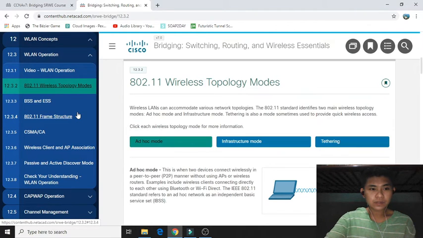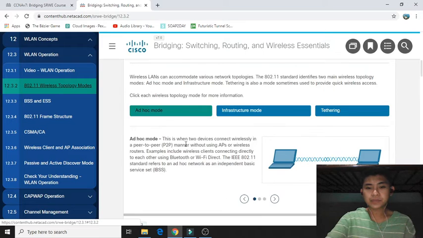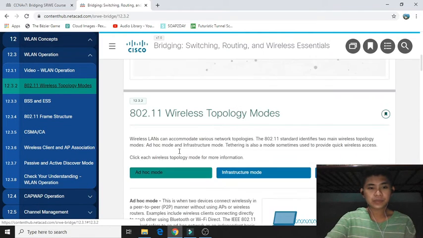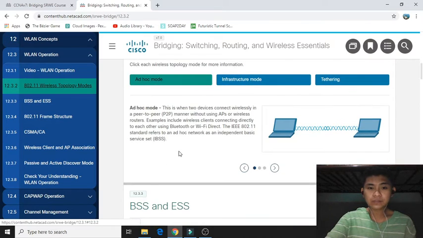Go to the 802.11 wireless topology modes, which are the ad hoc mode, infrastructure mode, and tethering mode. Ad hoc mode is when two devices connect wirelessly in a peer-to-peer manner without using APs or wireless routers. An example of that is wireless clients connecting directly to each other using Bluetooth or Wi-Fi Direct.